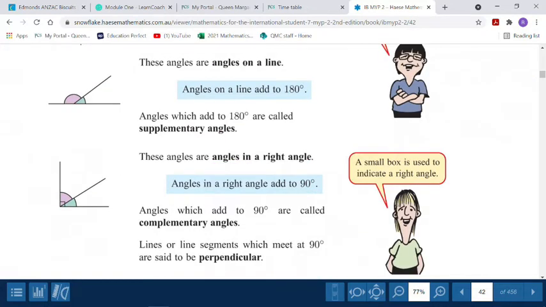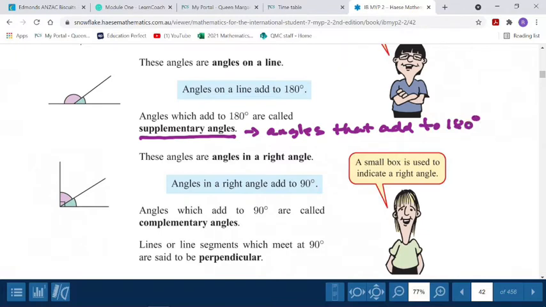The next property that you must know is something called supplementary angles. Now, this goes back to the idea of angles on a line. Supplementary angles are simply angles that add to 180. Now, let me show you why that's important and what's going on.